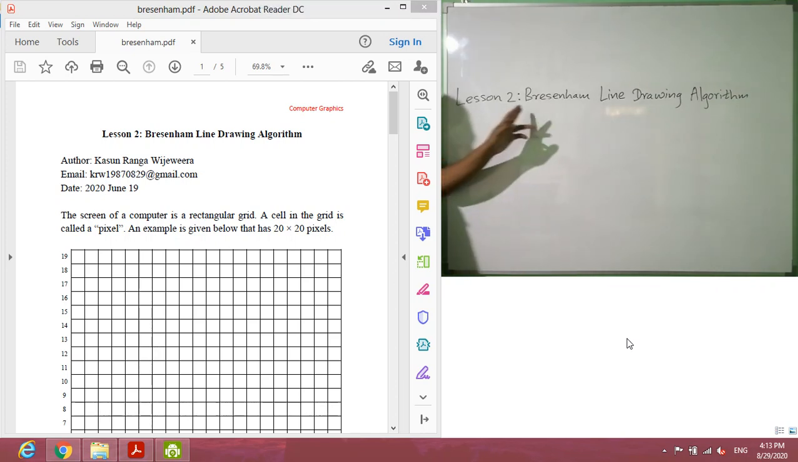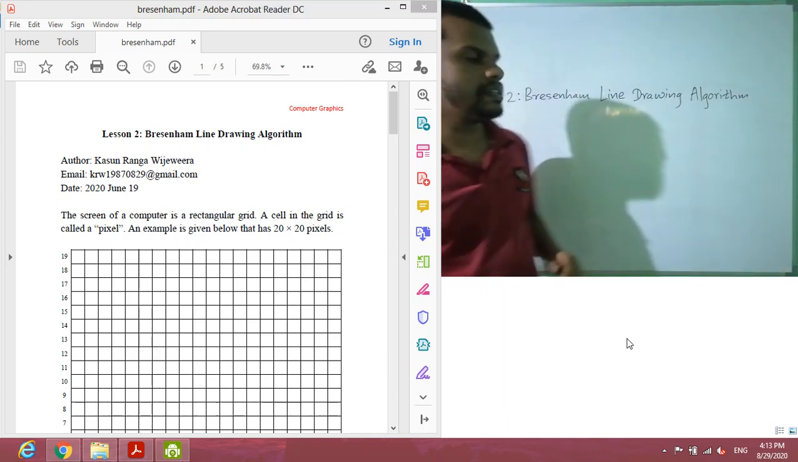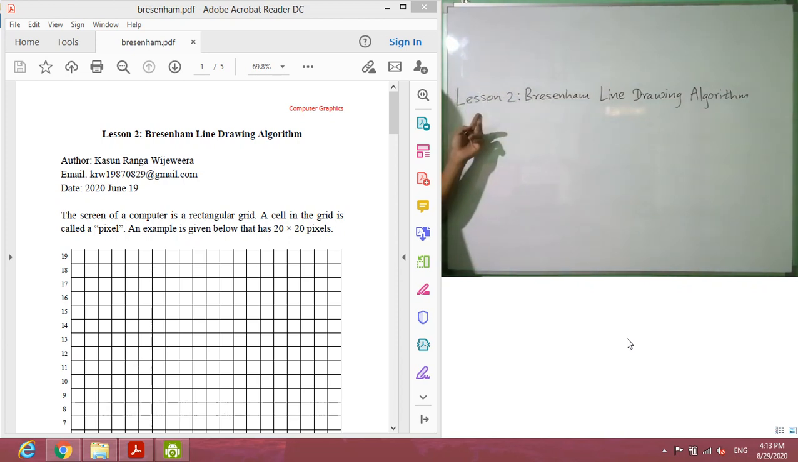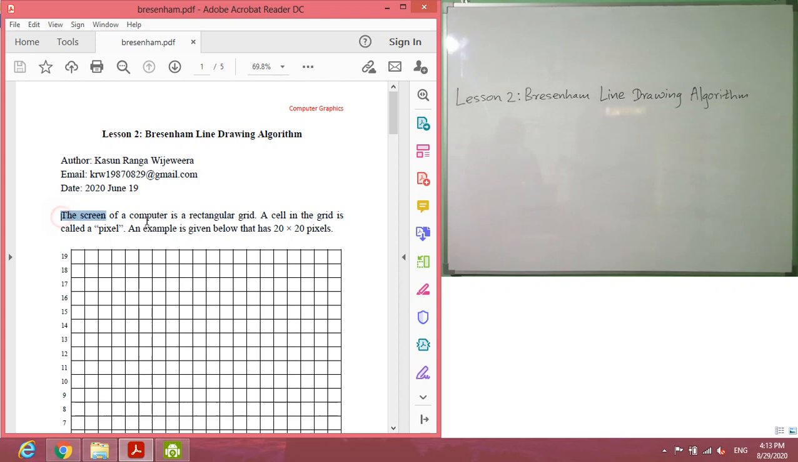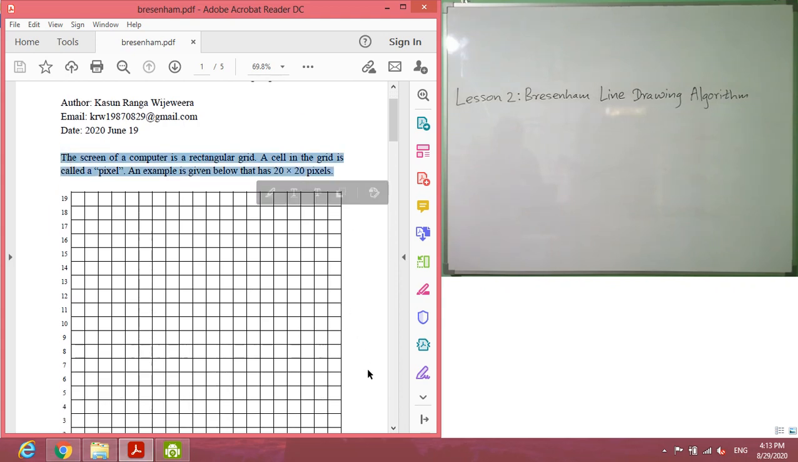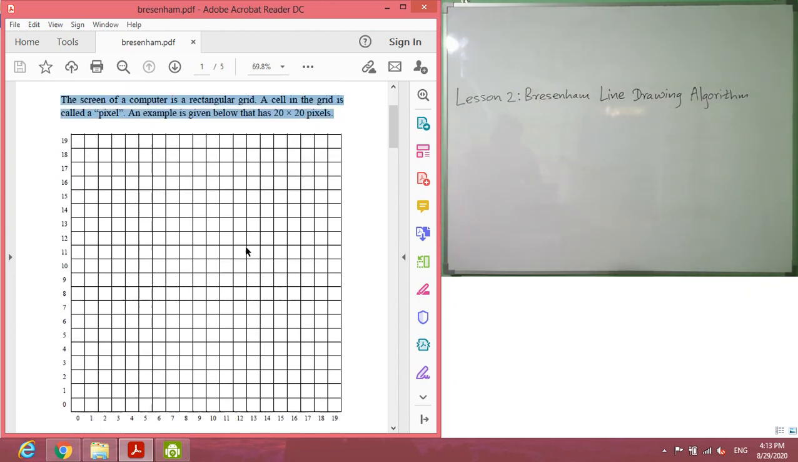I'm going to discuss the Bresenham line drawing algorithm. This is our lesson number 2. Before we begin, let's read this paragraph. The screen of a computer is a rectangular grid. Okay, the screen of a computer is something like this. A cell in the grid is called a pixel.